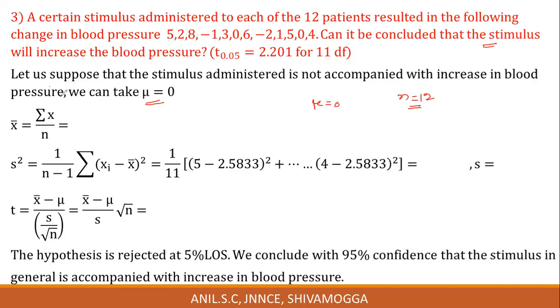There is no increase in blood pressure means there is no change. No change means mean change is equal to 0. Mu is equal to 0. Now let's calculate mean of this sample, that means x bar. X bar is given by summation x divided by n. Summation x is sum of these values: 5 plus 2 plus 8 up to 4, divided by n. n is equal to 12. Calculate this.